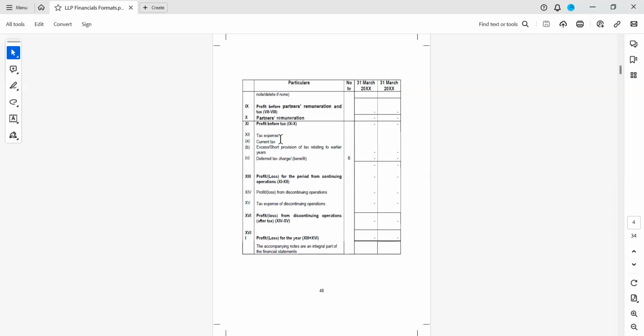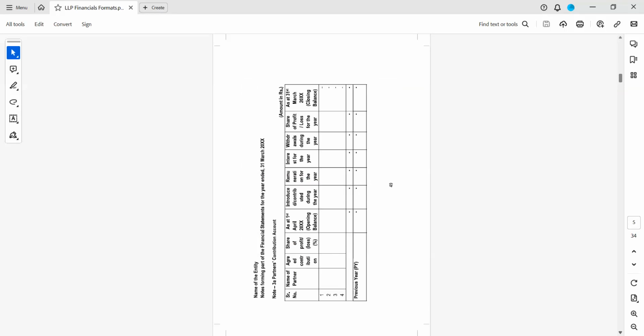Profit before tax, tax expense, current tax expense, provision for excess or shortfall has to come here, deferred tax benefit. Next, profit for the period from continuing operations. See, the same thing is followed here again. Discontinuing operations, profit for the year. I am not getting into more details, as we have discussed all these things.